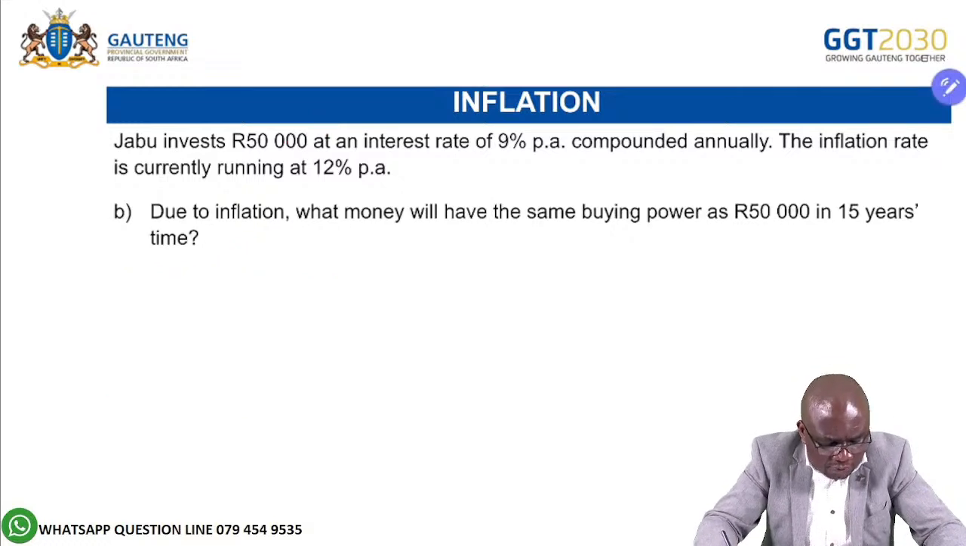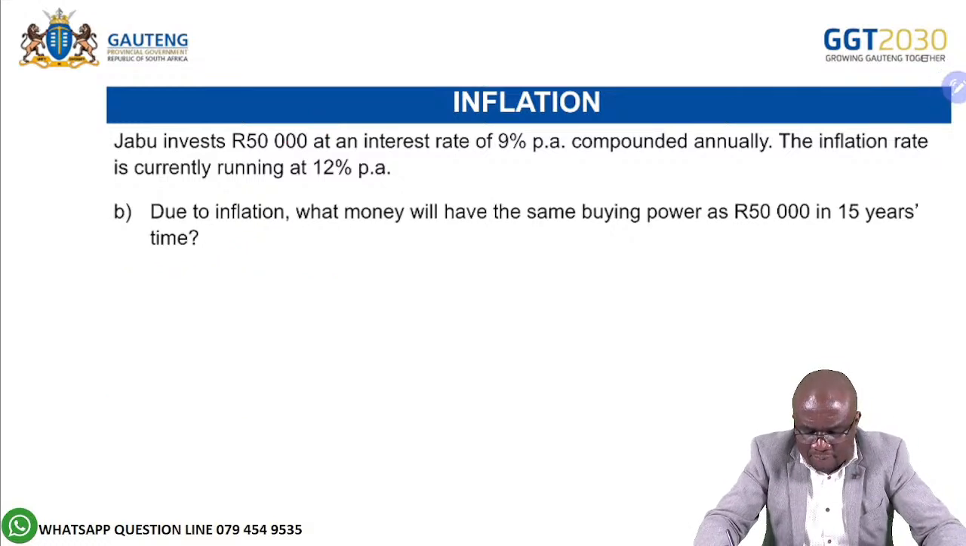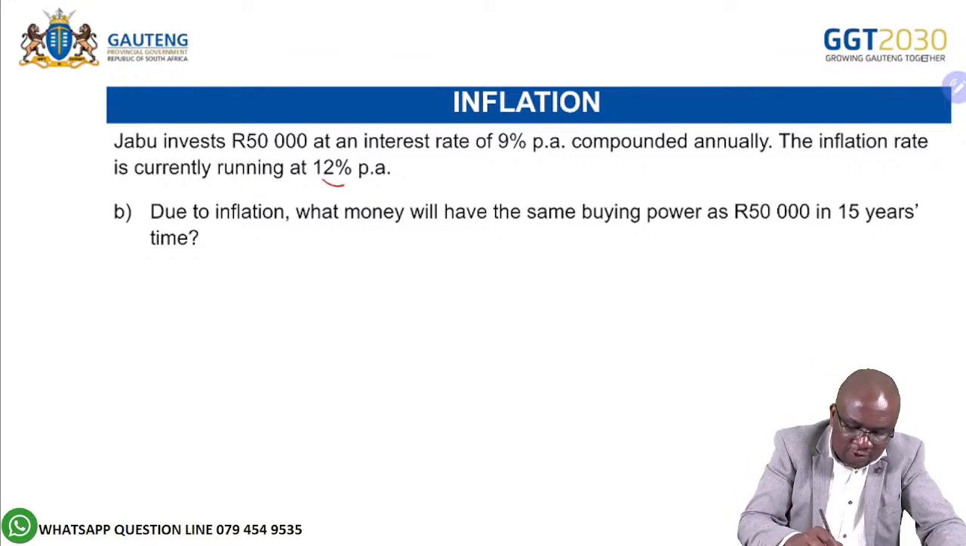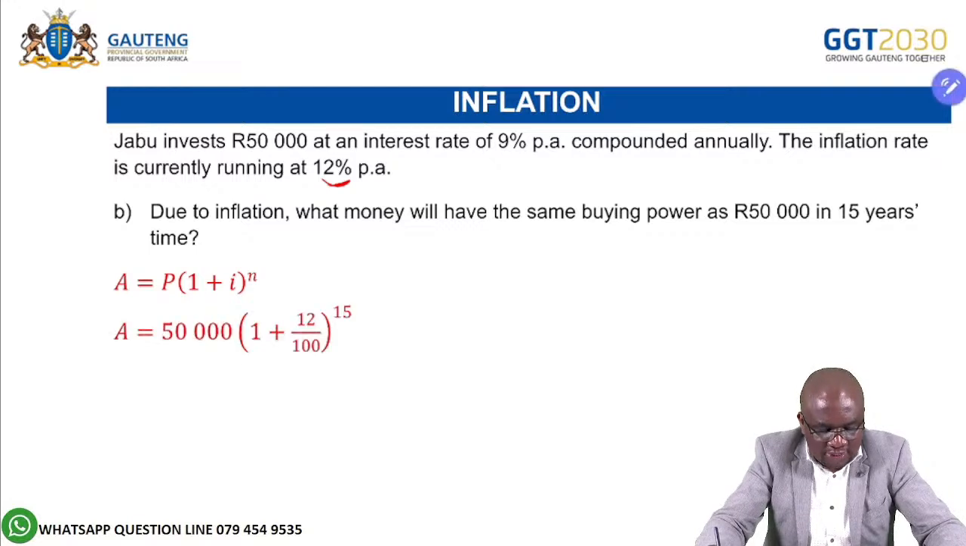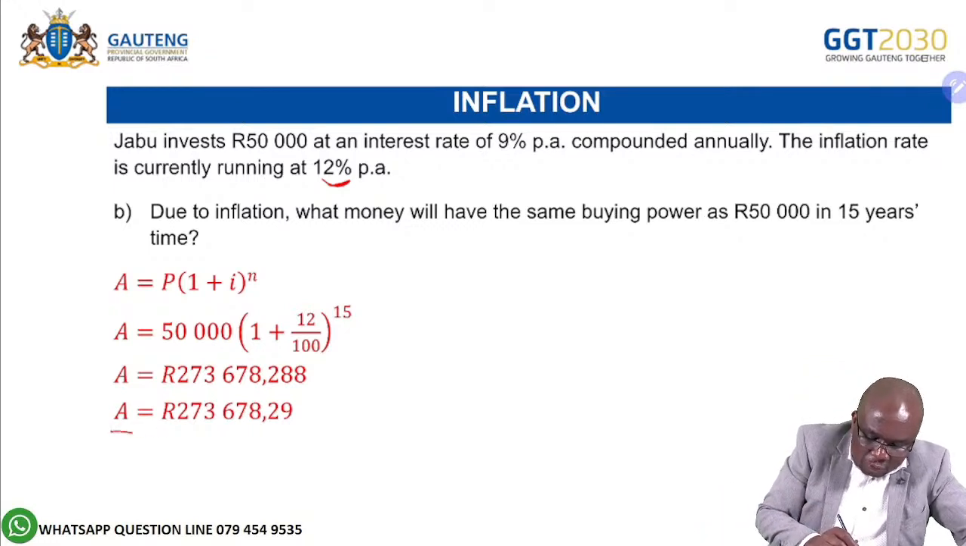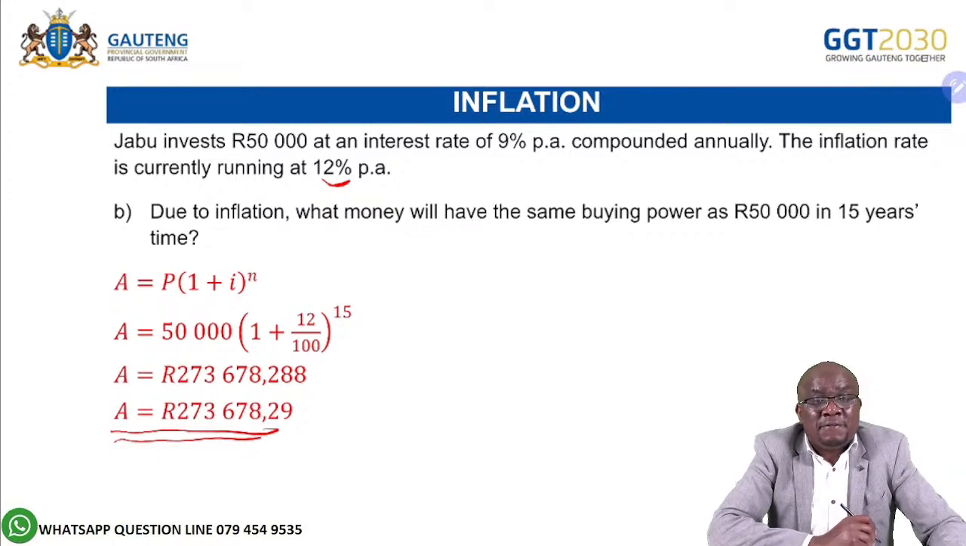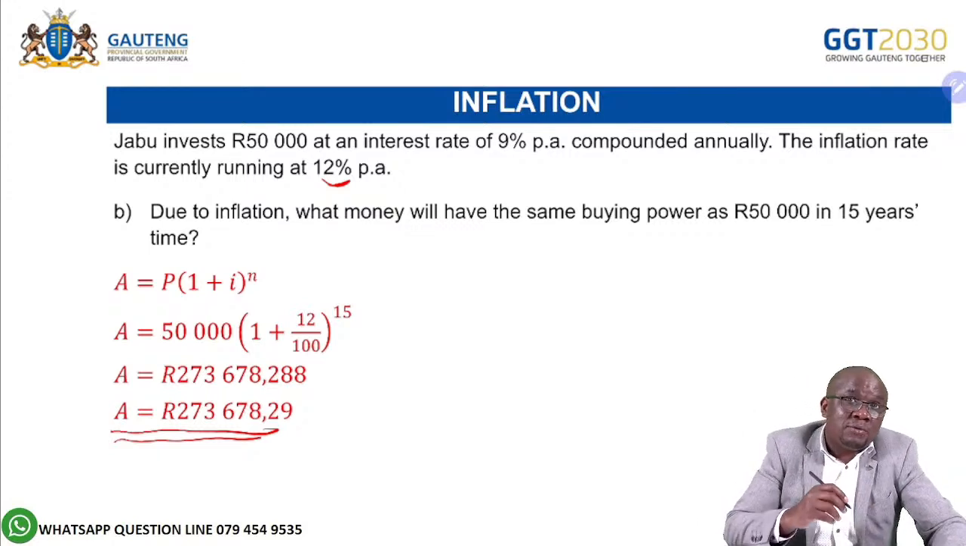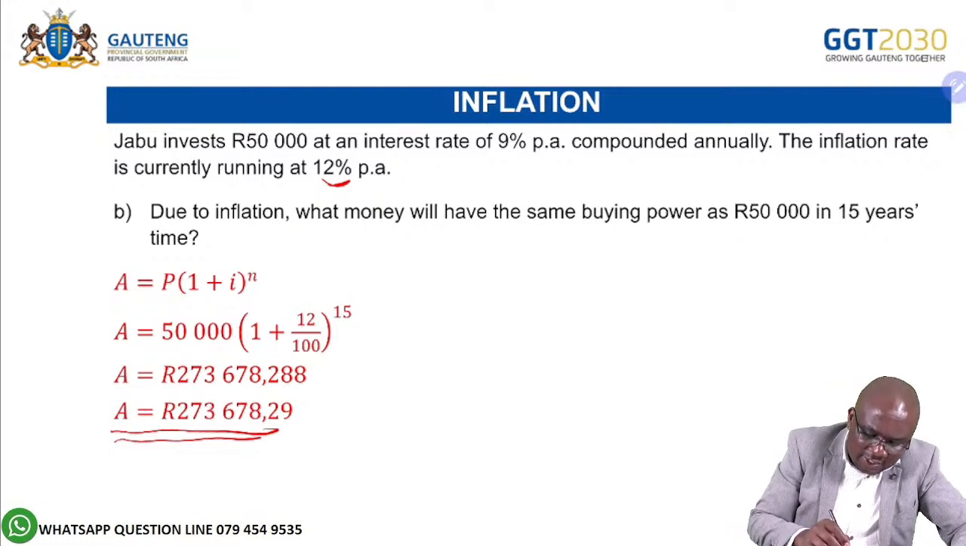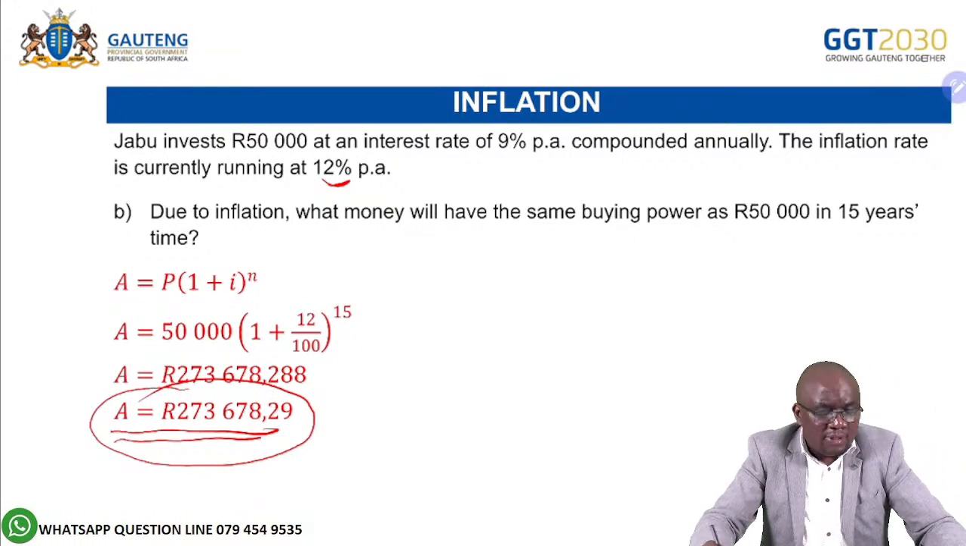Okay? Right, so due to inflation, what money will have the same buying power as 50,000 in 15 years' time? We're using 12%. So it means 50,000 should be 678 rand, roughly around that. You see that? So now this is the money that will buy the same things that the 50,000 can buy now. So if it was a good investment, then that investment should be giving Jabu something bigger than this. But now that investment is giving 183,000, something like that, which is less than this. So that would be a loss, you see?